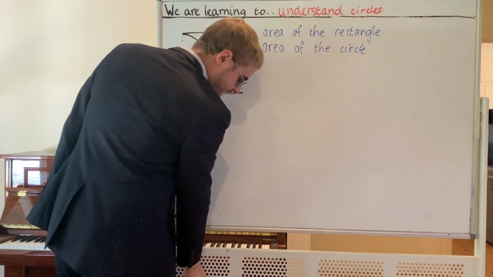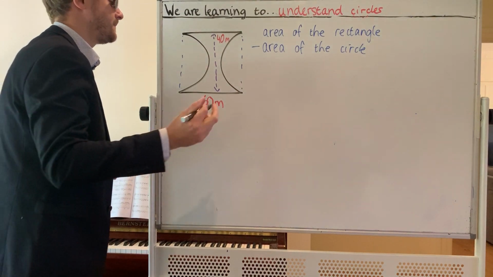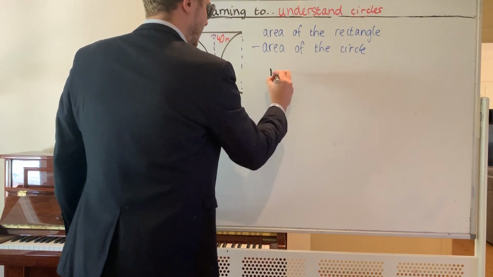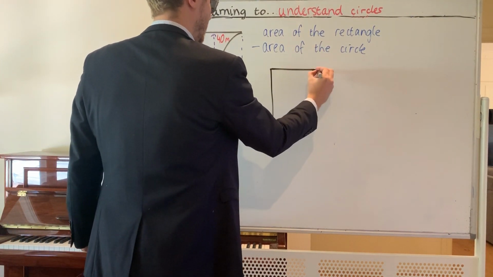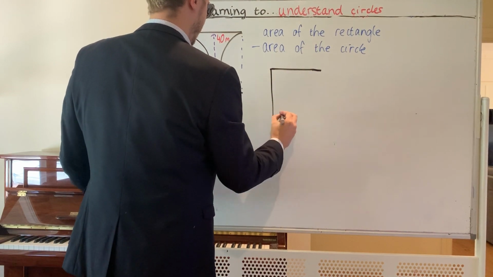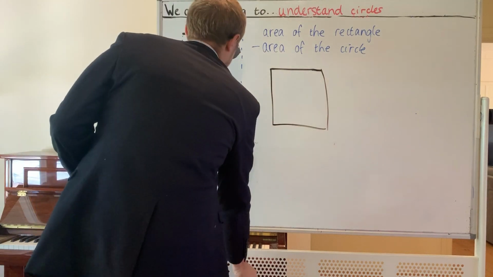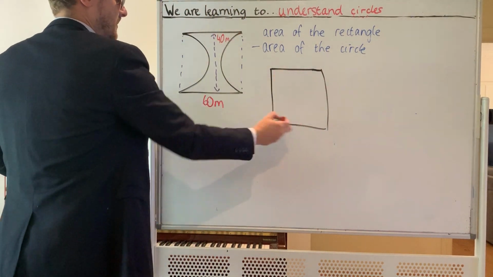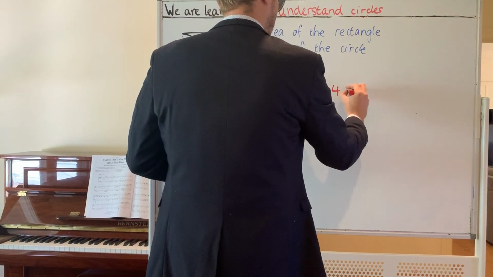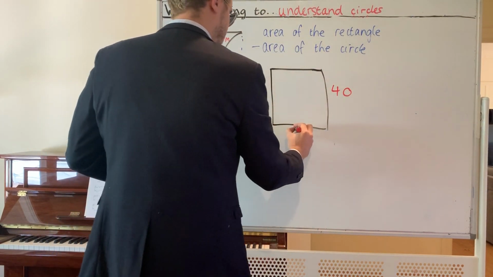Best way to go about it is to redraw, all right? Redraw both shapes and then use that formula to help. So the rectangle before it was cut looks like this. Length from top to bottom was 40. Length down the bottom was 60.